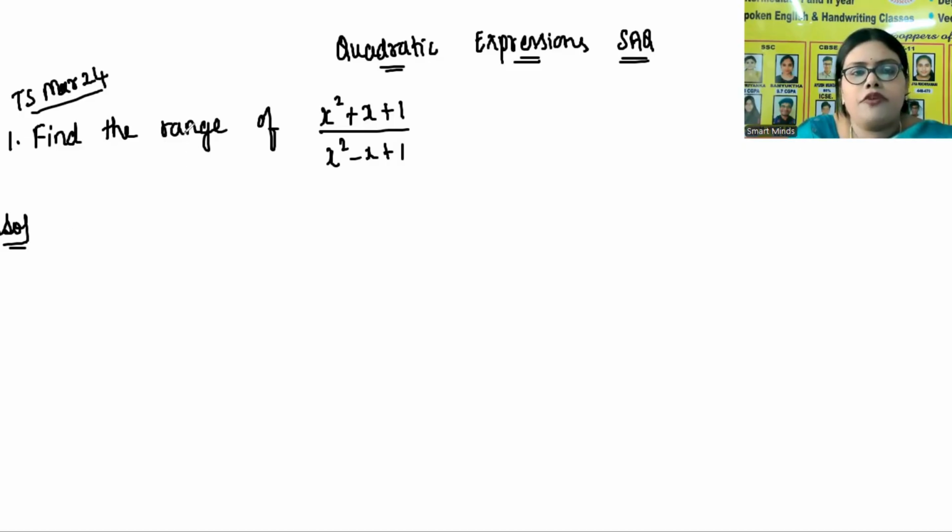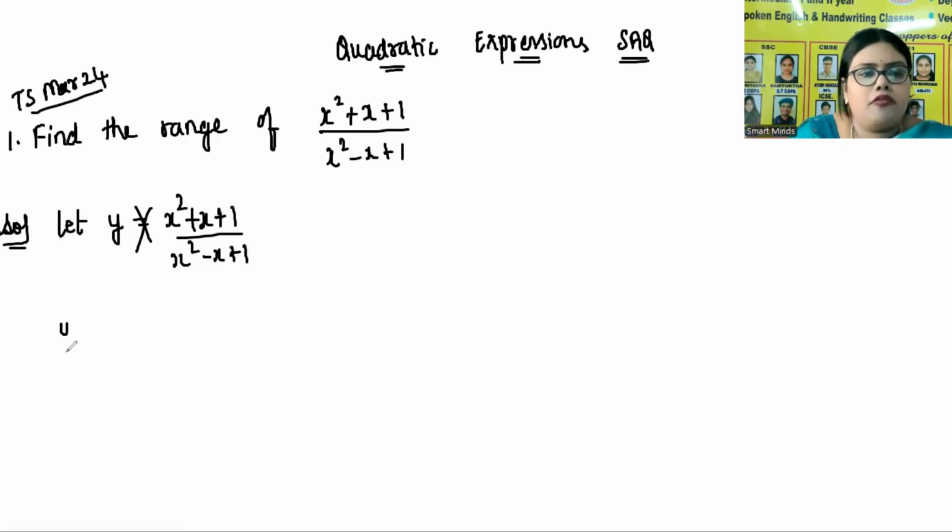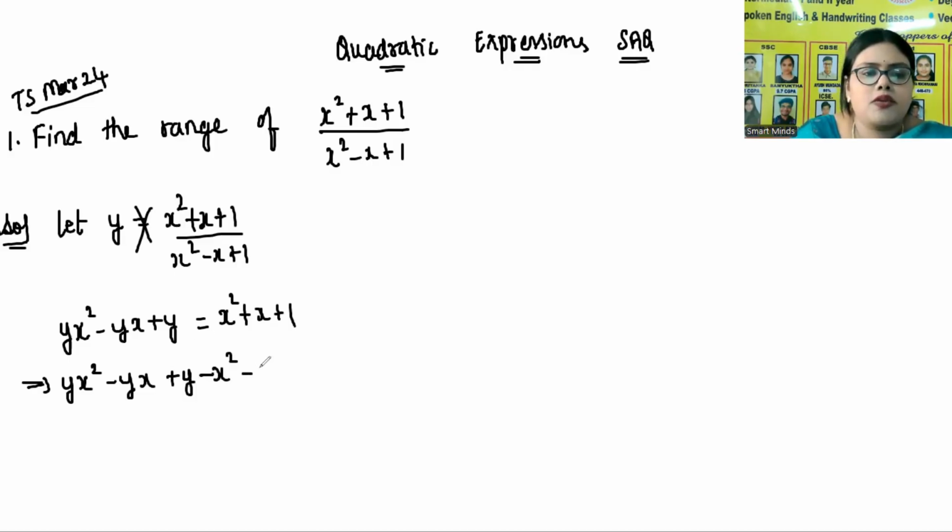Whenever this sort of range problem is asked, first we will write let y is equal to the given expression. Then we cross multiply. So we get yx square minus yx plus y is equal to x square plus x plus 1. Now take all terms to the left hand side. We get yx square minus yx plus y, and all the terms which are on the right hand side, their signs will change. Minus x square minus x minus 1 is equal to 0.